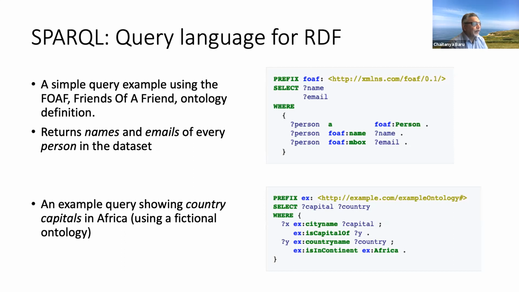Using the FOAF ontology, we can say, all persons, I want to get their name and email. Here's a second example. We are imagining that there is an ontology that talks about countries being in continents and that countries have capitals. And therefore I can ask a query that says, give me the capitals of all countries that are in Africa.